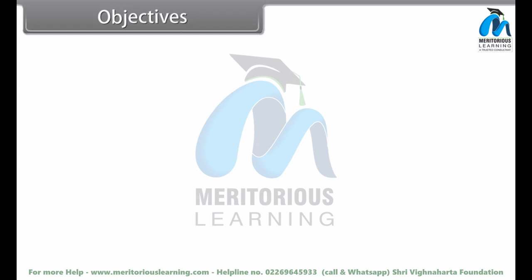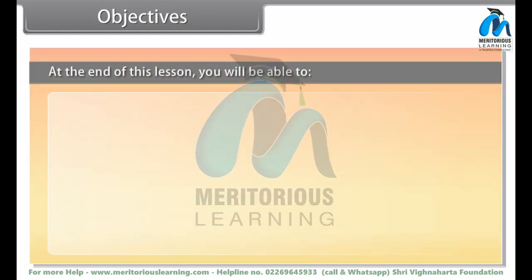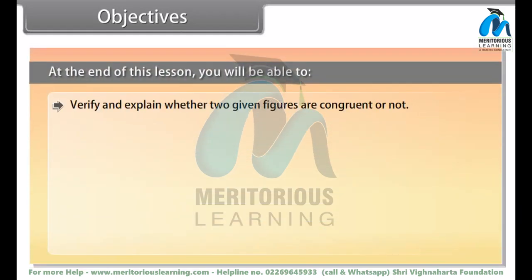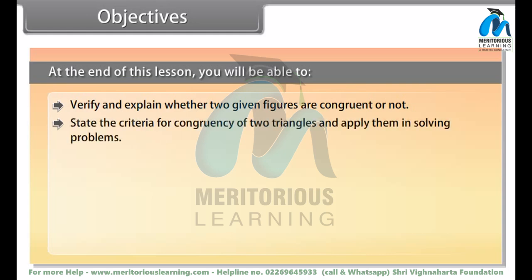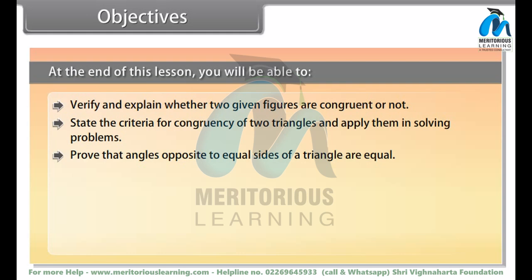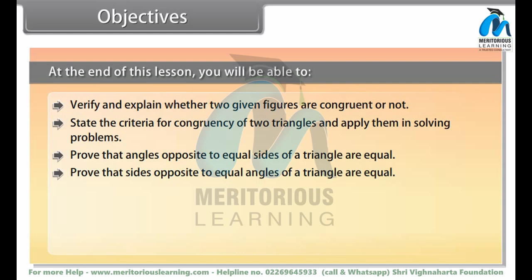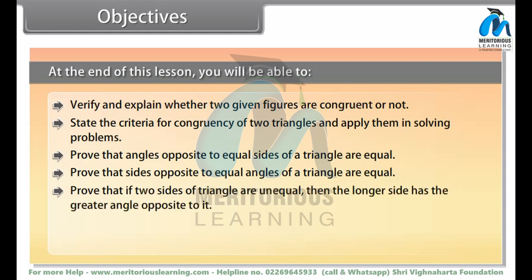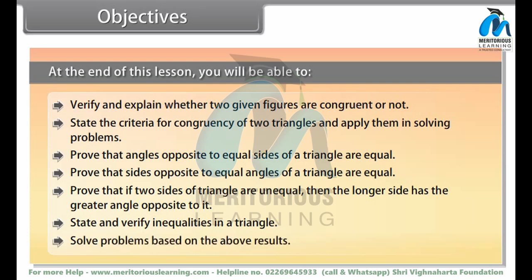Objectives. At the end of this lesson, you'll be able to verify and explain whether two given figures are congruent or not, state the criteria for congruency of two triangles and apply them in solving problems, prove that angles opposite to equal sides of a triangle are equal, prove that sides opposite to equal angles of a triangle are equal, prove that if two sides of a triangle are unequal, then the longer side has the greater angle opposite to it. State and verify inequalities in a triangle. Solve problems based on the above results.